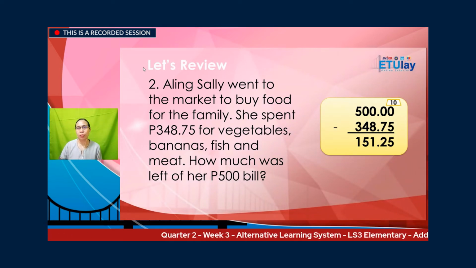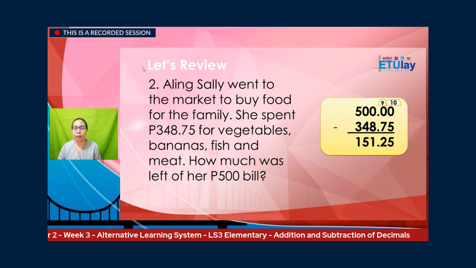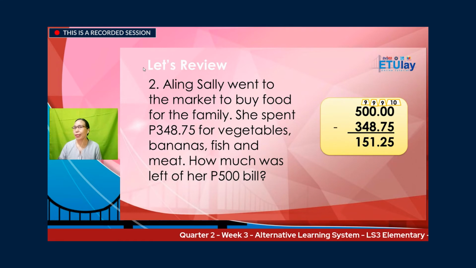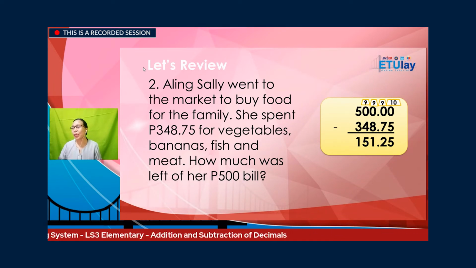Minus 5, it's 5. The next 0 is equal to 9. Minus 7, it's 2. The third 0 is equal to 9. Minus 8, it's 1. And the next 0, it's 9 again. Minus 4, it's 5. And 5 is equal to 4 minus 3, it's 1. So we got the answer of 151.25.